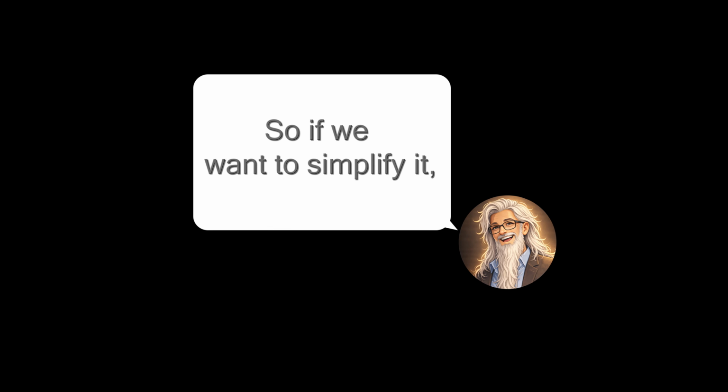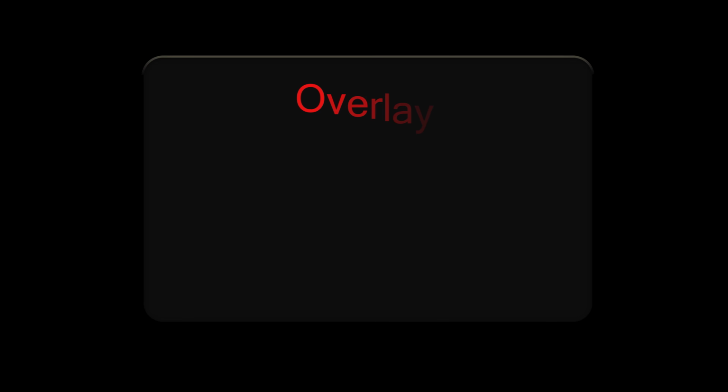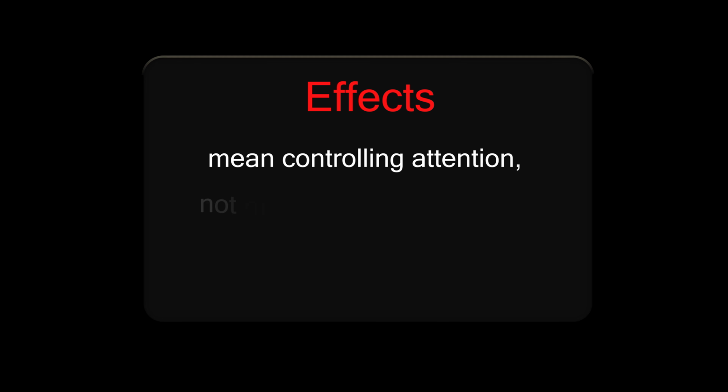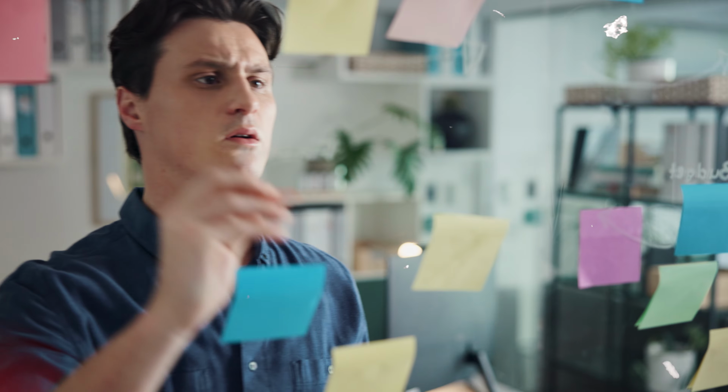So if we want to simplify it, B-roll means instead of only talking, you show things visually. Overlay means helping the viewer clearly understand where to look. And effects mean controlling attention, not making the video messy. The main idea is very simple. Add less, but add it correctly and with purpose.